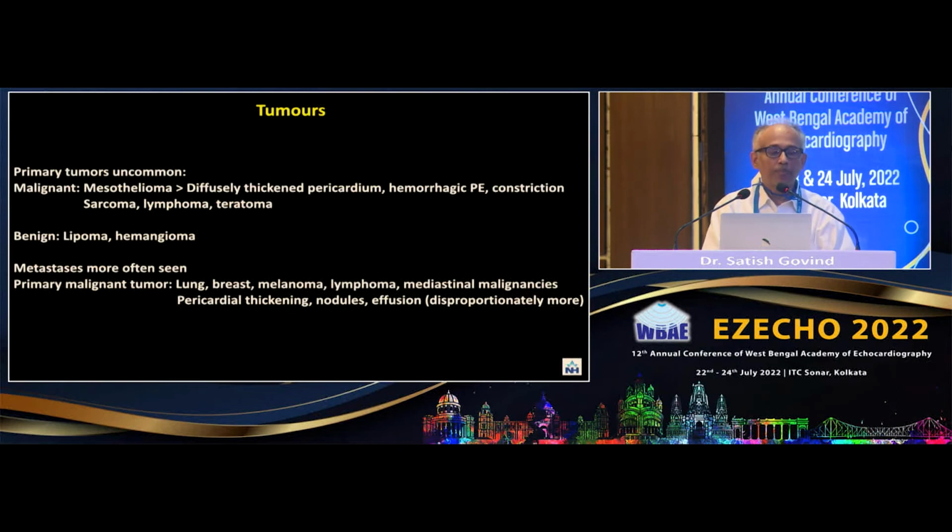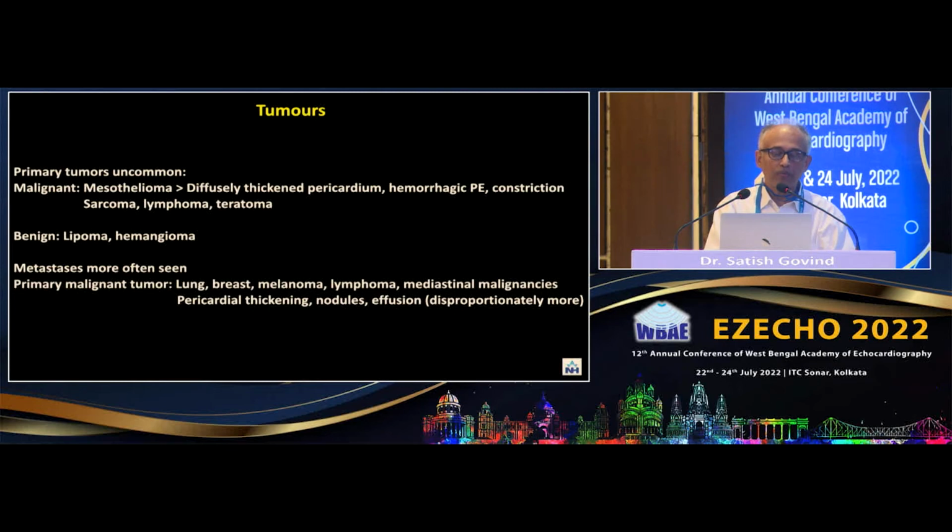So pericardial mass, primarily very unusual to see pericardial masses. The primary tumors are very uncommon and very rare, so to say. It can again be malignant and benign. Malignant mesothelioma is the one which we all know. You can have a thickened pericardium, you can have hemorrhagic PE, it can also develop into constriction. Then you have other sarcoma, lymphoma, also teratoma, which can occur. Benign lipoma, hemangioma are examples. And compared to the primary, we often see more of metastasis.